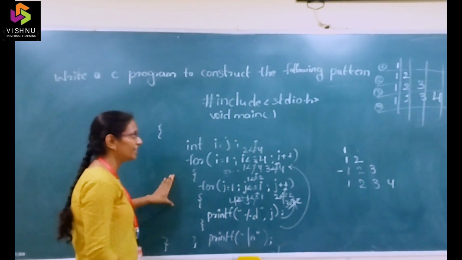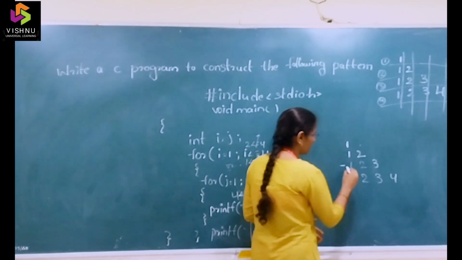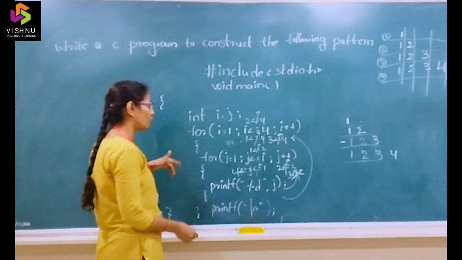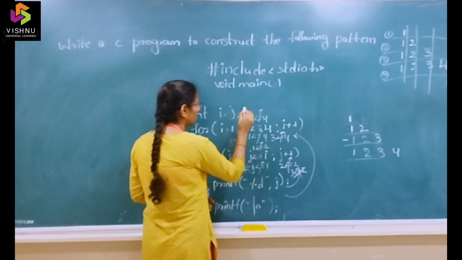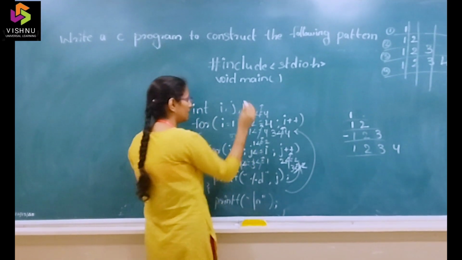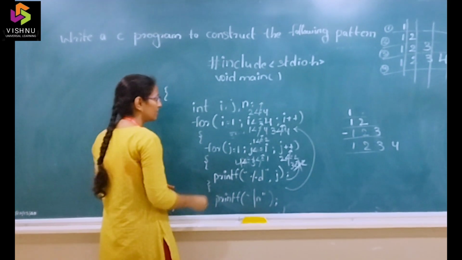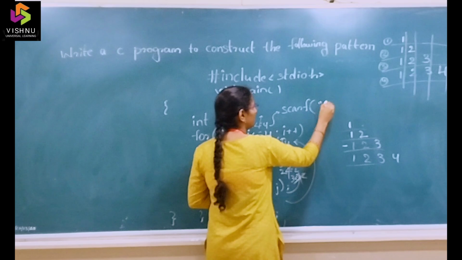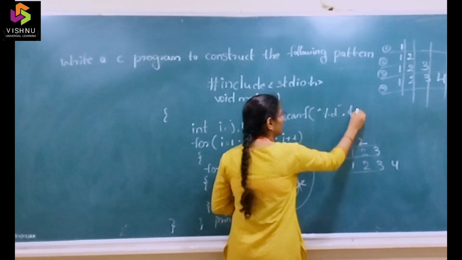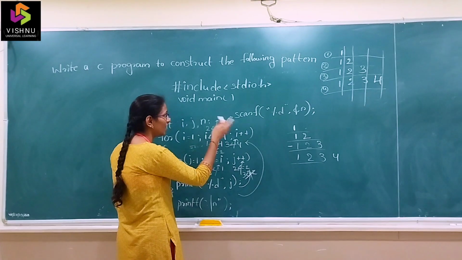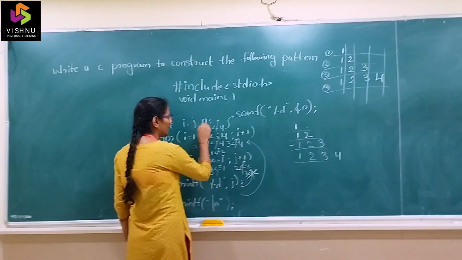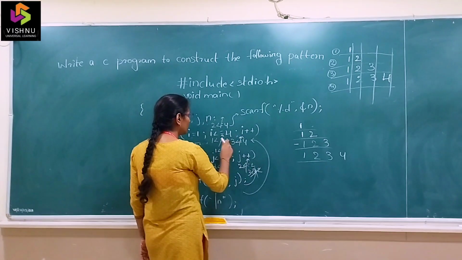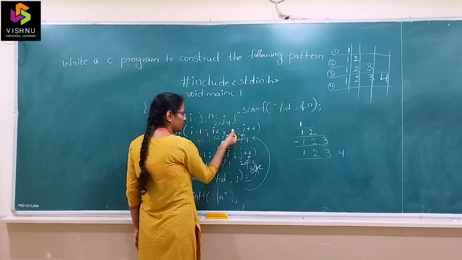This program prints the pattern up to 4 rows. If you want to print more than 4 rows, we need to declare another variable. I am going to declare a variable n. I am going to write scanf of %d comma ampersand n. We want to print n number of rows, so I am going to scan the value so that we can replace 4 with n.